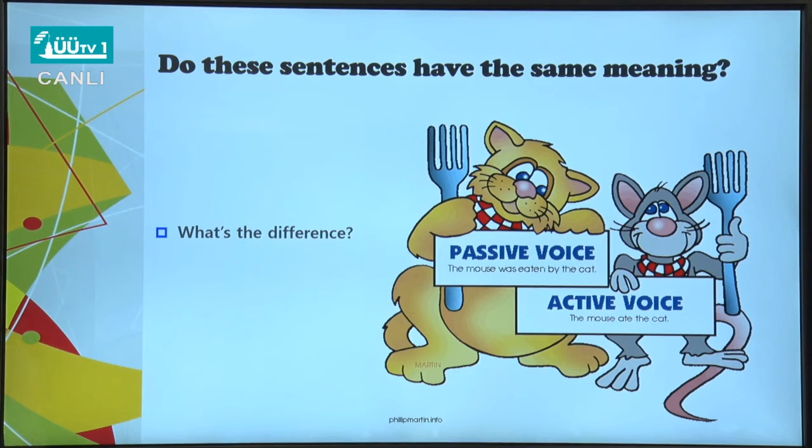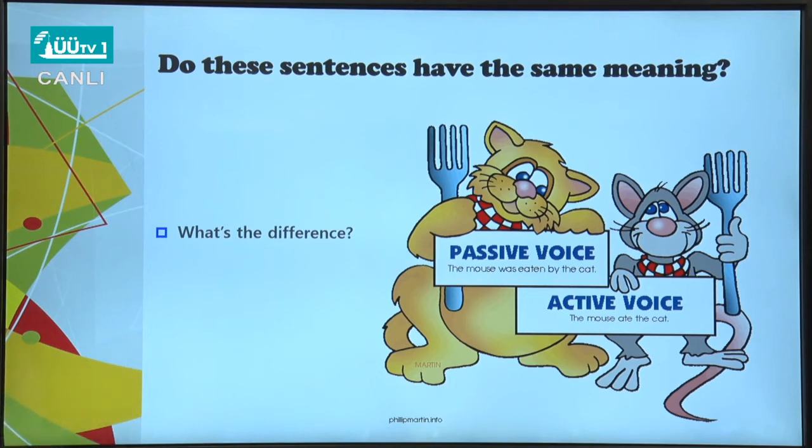What is the difference between these two sentences? For example, the active voice is, the mouse ate the cat. And the passive voice, the mouse was eaten by the cat. So, did you understand the differences? In the active voice, when you say the mouse ate the cat, it means that the small mouse ate the cat, like the cat was eaten by the mouse.